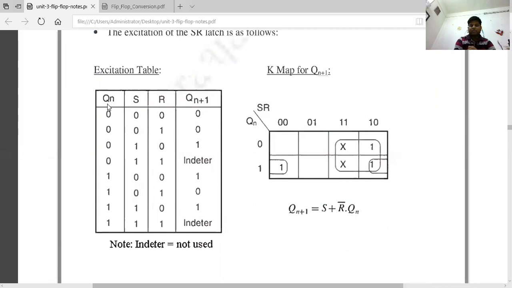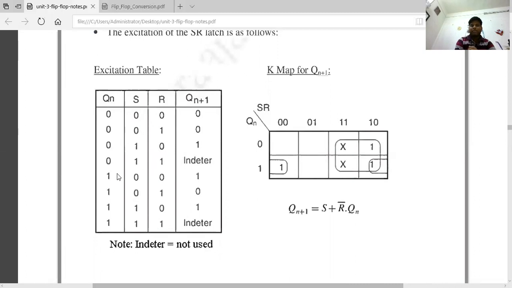So we have to start where the present state is 0. When SR is 0, 0, there is no change, so 0. When the present state is 0 and SR is 0, 1, it will be reset. When the present state is 0 and SR is 1, 0, it means set. When the present state is 0 and SR is 1, 1, it is the indeterminate form.